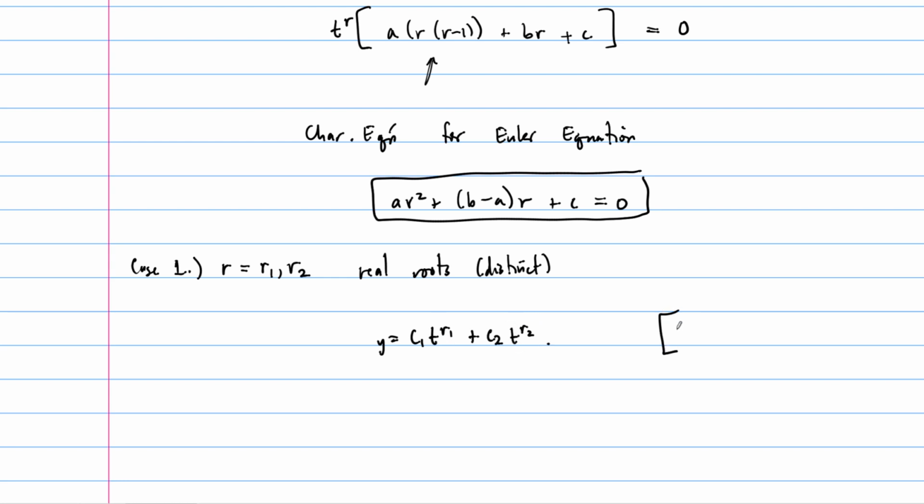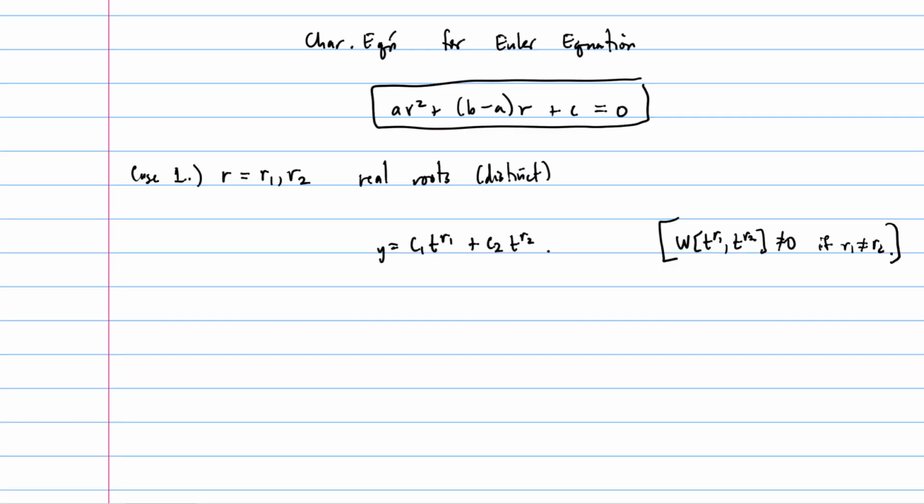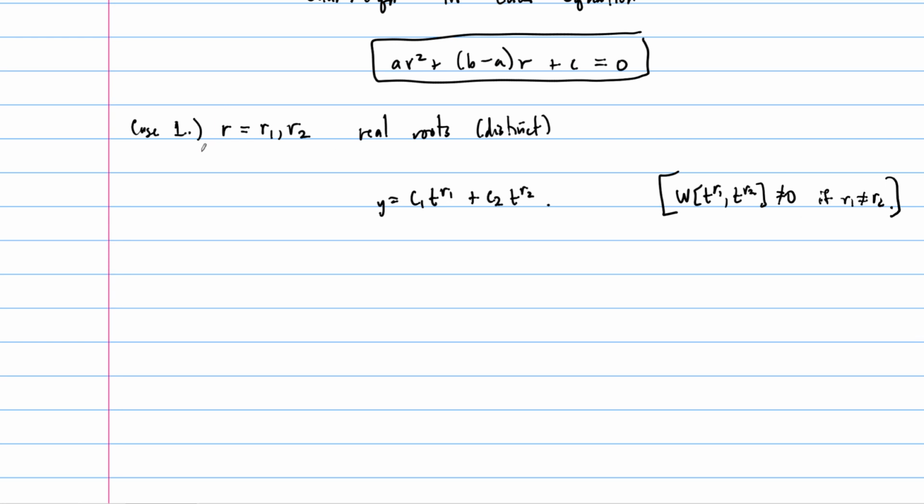So this is an implicit exercise that I'm making explicit, right? t to the r1 and t to the r2. This Wronskian should be non-zero if r1 does not equal r2. So make sure you check that. Okay. All right. Case 2 then.